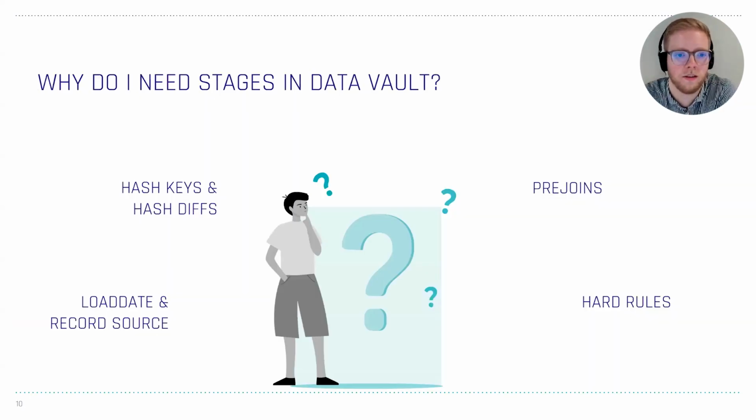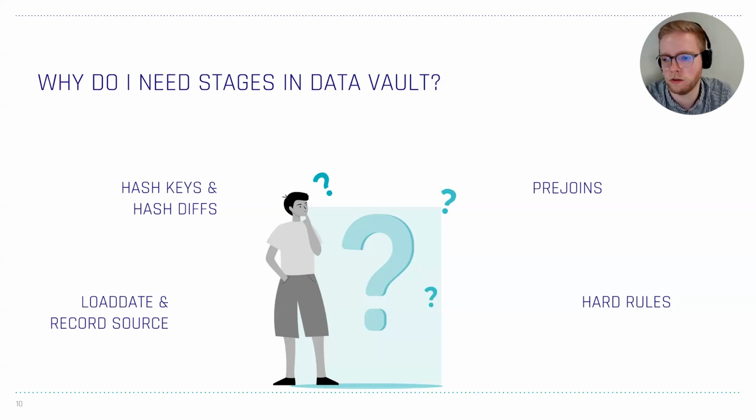A data vault stage is typically used to create a couple of columns and to do some kind of hard rules, for example. So what we do here is creating hash keys and hash diffs for hubs, links, and satellites. We add a load date and a record source column. Those are technical columns that we need downstream for auditability. And we could also do pre-joins. So if my customer, for example, has a relationship to an order, but it doesn't include the order's business key, but only an order technical key, then we could do a pre-join to get the order business key.